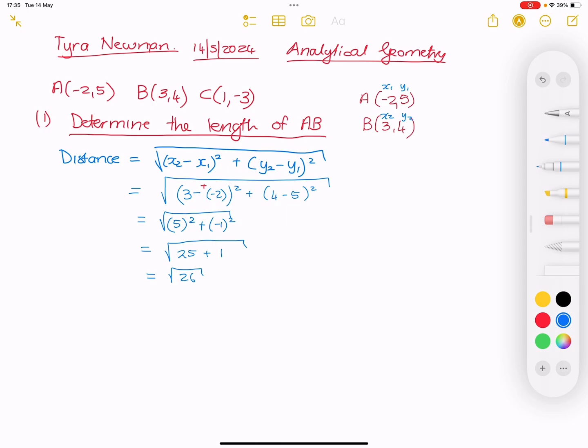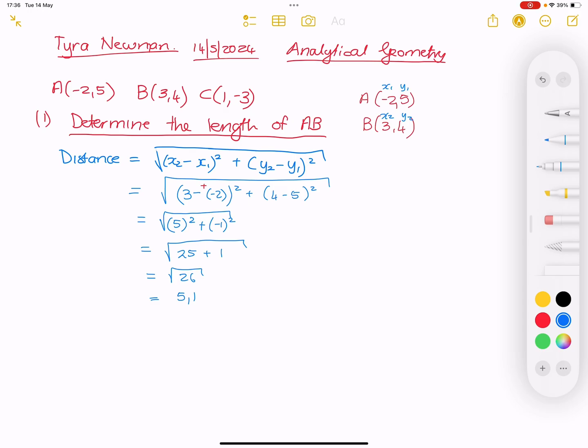And now they say you must give the answers to one decimal, so square root of 26. Okay, what do you get? And I get 5.09901951. Okay, square root of 26 to 1 decimal gives you 5.1. Yes, ma'am. Do you agree? Yes, ma'am. Okay, that is the distance formula.